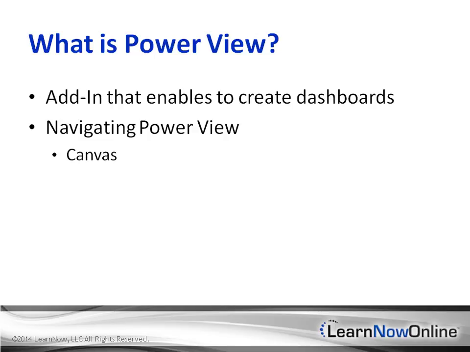The canvas, which is used on most of the other report tools that we are aware of. A filter pane that is similar to what we have been using in Power Pivot, along with a field list. These last two we have been using to a certain degree and are very similar to Power Pivot, what we've been doing so far.